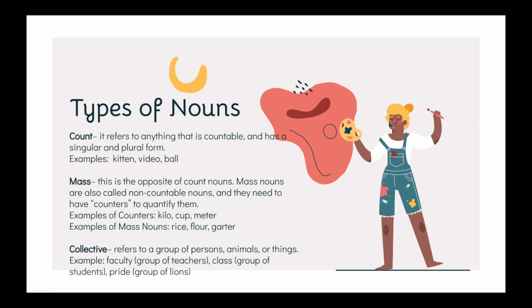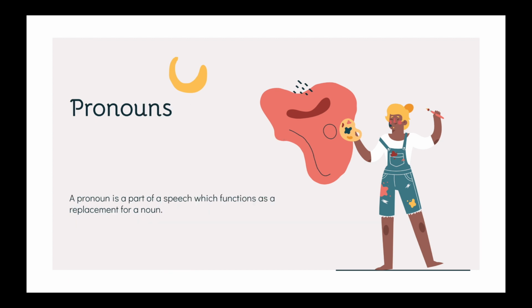Okay, usually we need some kind of counters to quantify them. For example, a kilo, a cup, a meter, and so on. And the examples are rice, flour, and water. Now, there's also collective nouns, so it refers to a group of things, okay, persons, animals, or things. For example, faculty is a group of teachers, a class is a group of students, a pride is a group of lions.